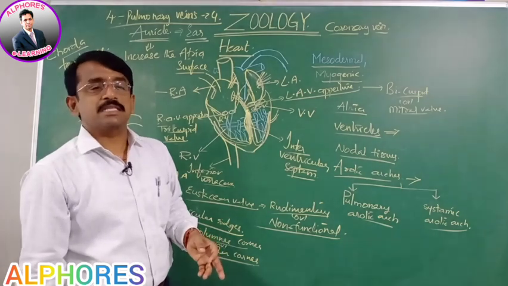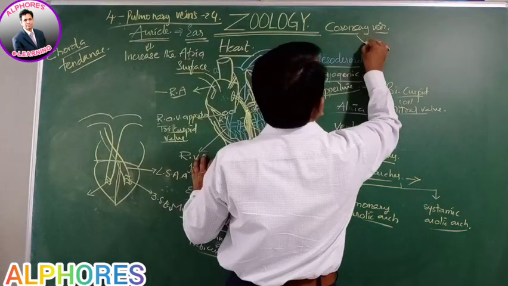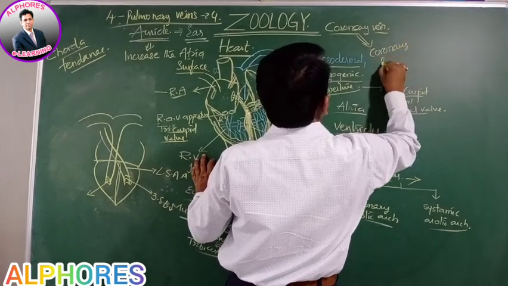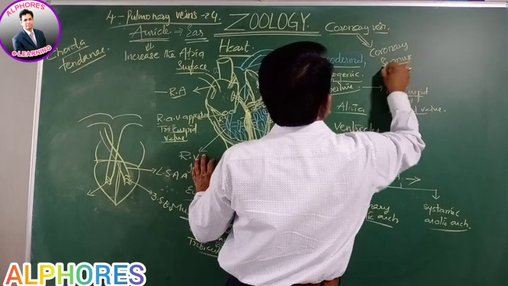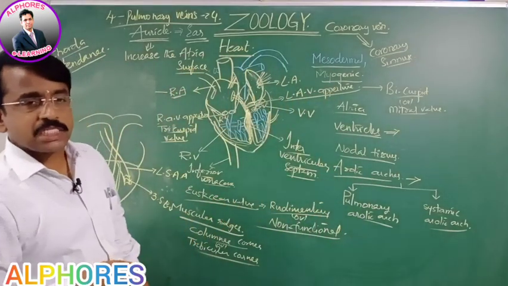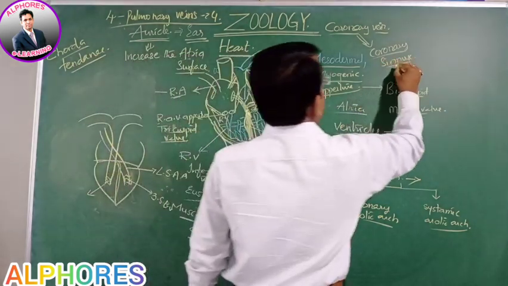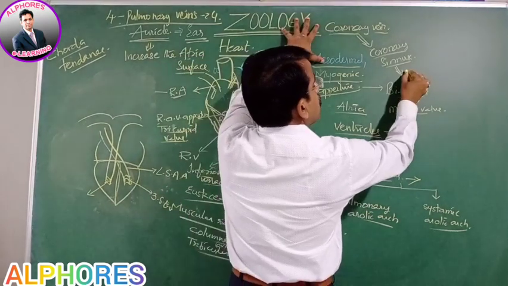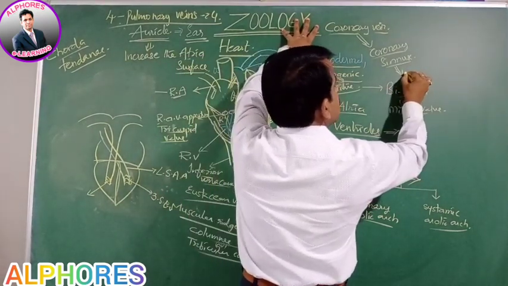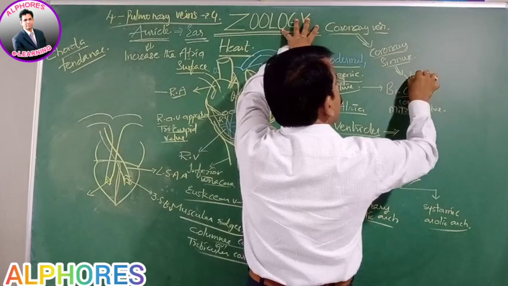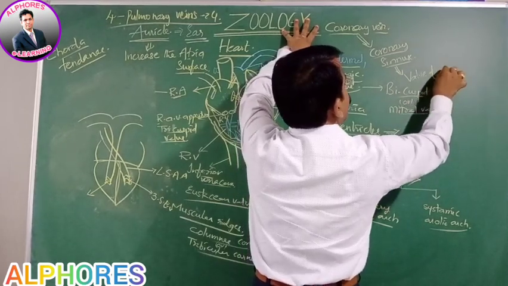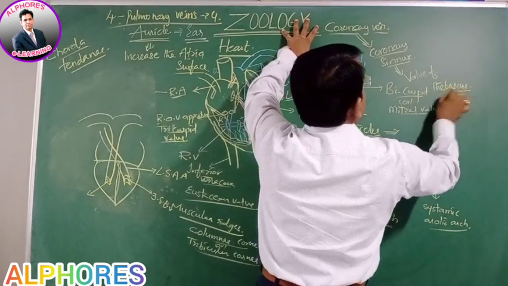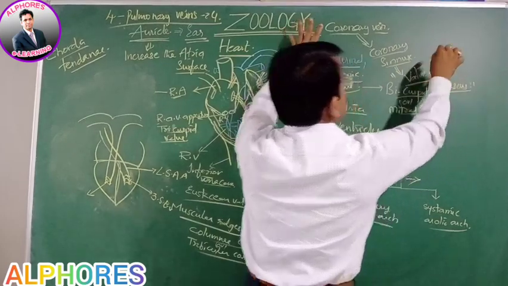These coronary veins are joined together forming the coronary sinus. Sinus means nothing but a collection of all the coronary veins. And this coronary sinus opens into the right atrium by means of an opening, which is guarded by a valve, the valve of Thebesius.